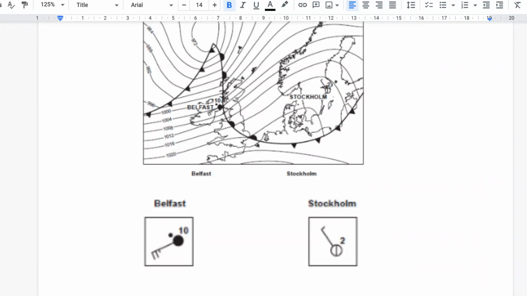Final point you want to communicate is, why do we have a difference in cloud cover? Well, Belfast is near the warm front. Warm fronts bring clouds, cumulonimbus clouds, and that is why we have 8 oktas of cloud cover. In contrast, Stockholm only has 1 okta because it's in an area of high pressure, and obviously with high pressure, the air sinks, clouds can't form, and therefore it's likely to be much clearer skies.